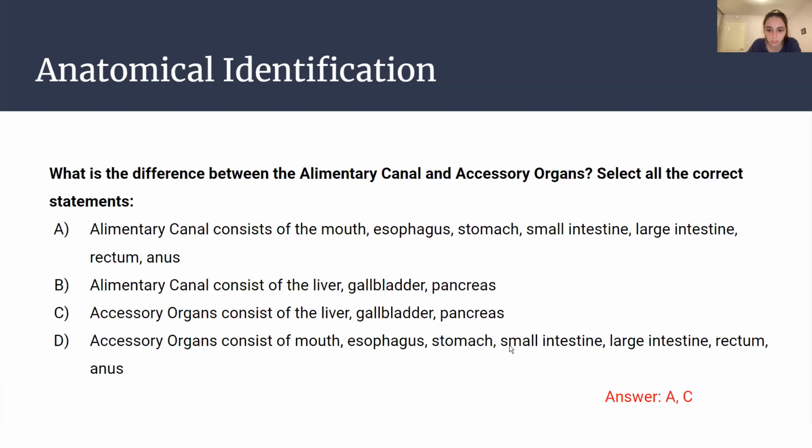Okay. So the answer is A and C. So the alimentary canal consists of the mouth, esophagus, stomach, small intestine, large intestine, rectum, and anus. And then the accessory organs consist of the liver, gallbladder, and pancreas.